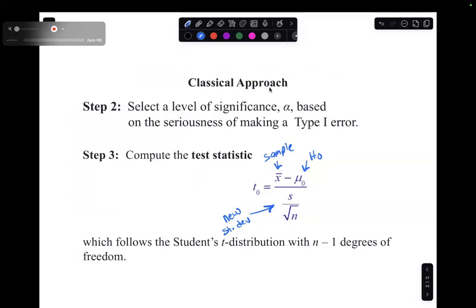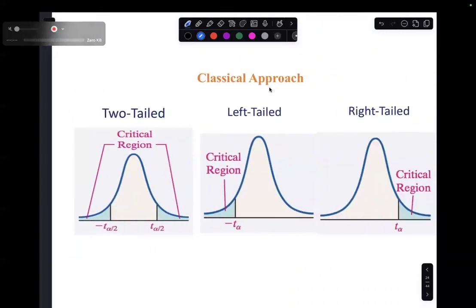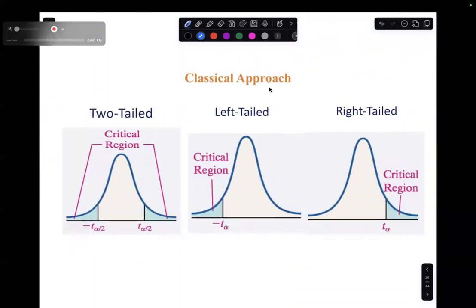So you take the sample minus the null hypothesis and divide it by the new standard deviation. That gives us our new t-score or z-score, basically like a z-score, but with a t. So that gives us that new one. This is what we compare to our critical value. Okay. All of this is the same.